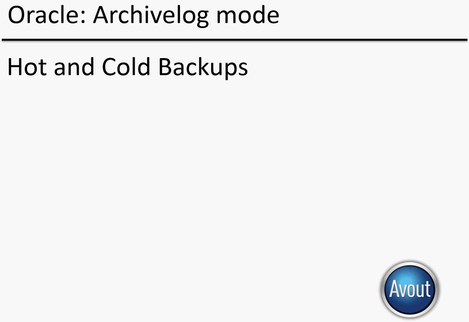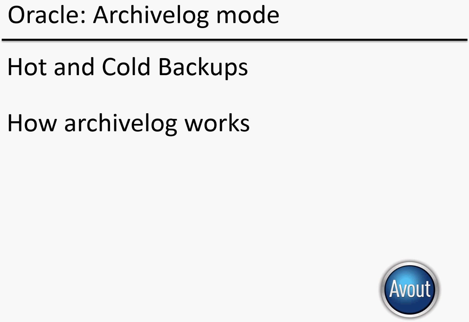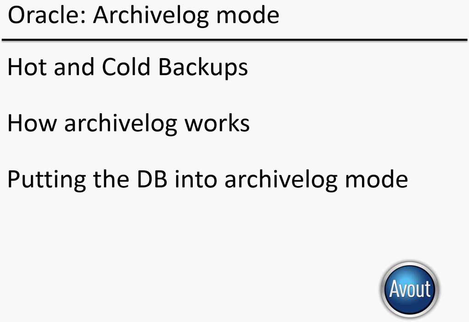So when we're talking about archive log mode, what we're really talking about is running the database in such a way that I can recover the database relatively easily. We're going to take a look at the differences between hot and cold backups. We'll look at the mechanism of how archive log works, and then we'll take a look at what it takes to put your database into archive log mode. It's relatively simple.